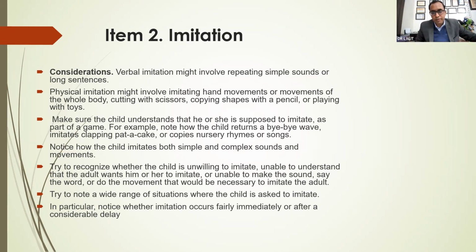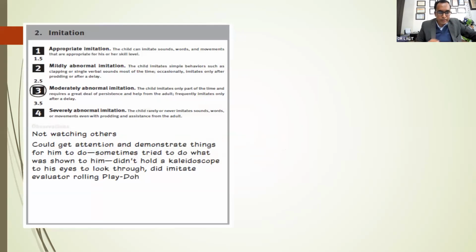So try to note a wide variety of situations where the child is being asked to imitate. As I've told you, you don't have to stick to one particular thing. Imitations need to be observed over a wide range of situations, and depending upon that, you need to figure out what his level of imitation is for the child in that particular scenario.